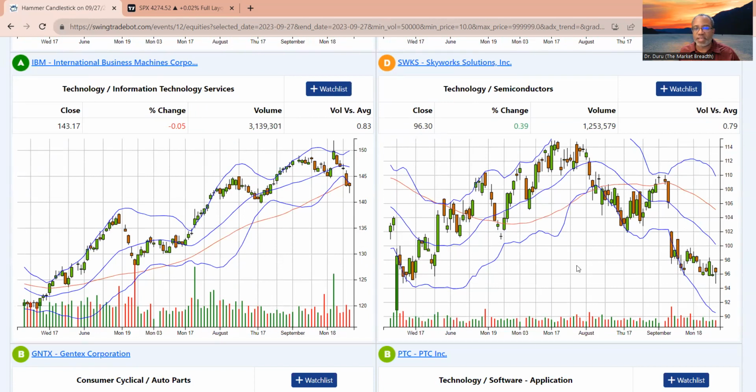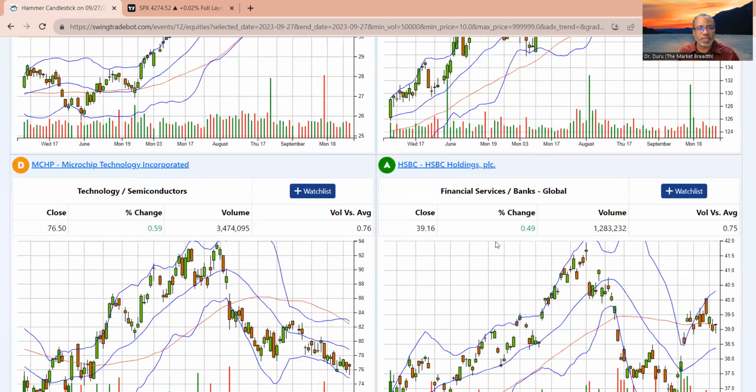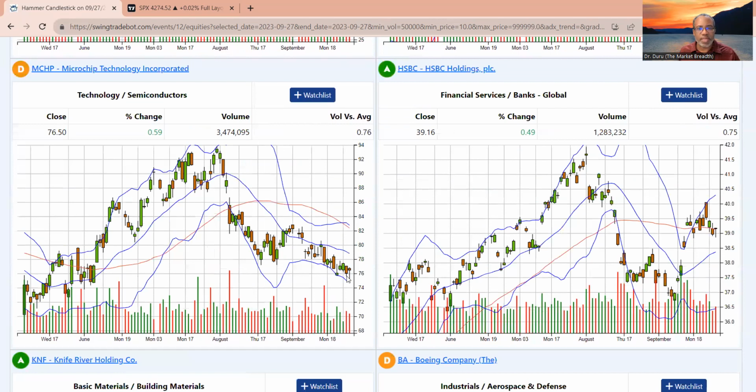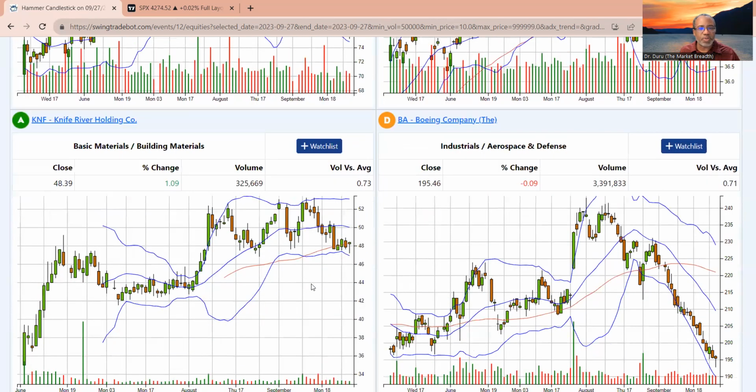And Skyworks, I can skip. GNTX, not too interesting, just chopping around there. PTC, hopefully you can tell why I'm not putting that on the list. Microchip, that hammer is not that significant to me. Neither is HSBC. It's a financial anyway. Knife River Holding, never heard of this one.